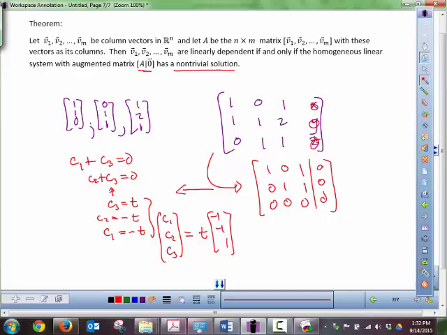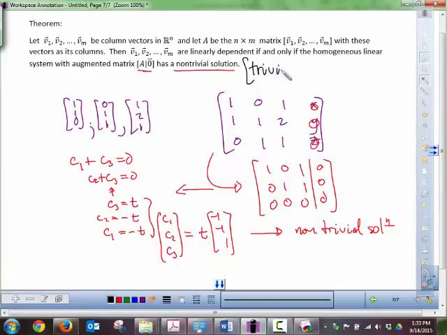So, did we talk about trivial solutions and non-trivial solutions? What's a trivial solution? A trivial solution is zeros, 0, 0, 0. That's a trivial solution. A non-trivial solution is a solution that's not 0, 0, 0. Okay? So when we talk about a trivial solution, that means the 0 vector is the only solution.